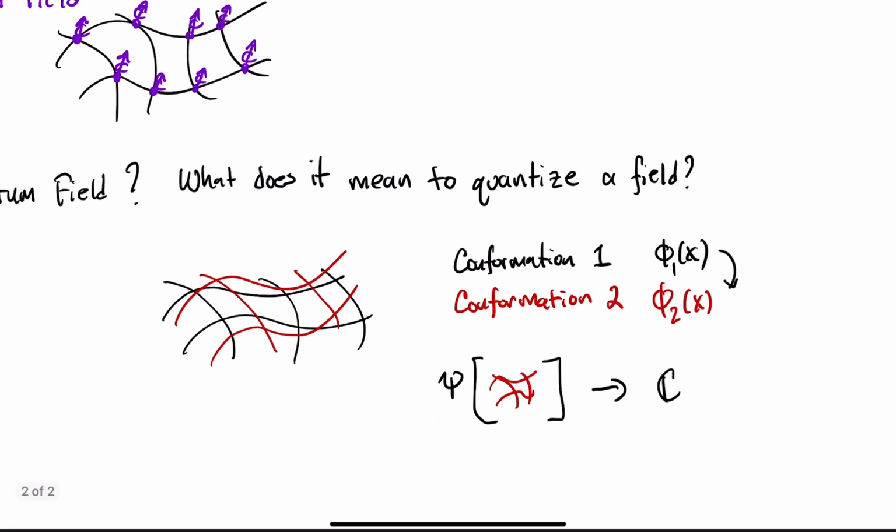Okay, so we have this function right here. This function right here takes a conformation. So this right here is a conformation of some field, and it returns to us a complex number. Now, here's a good way of thinking about it.